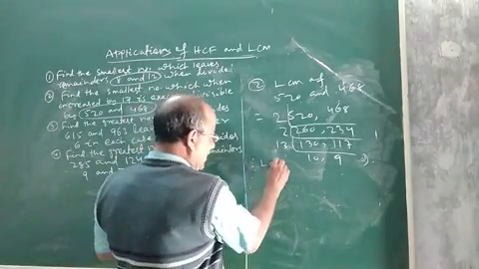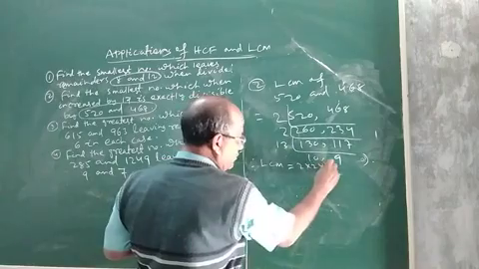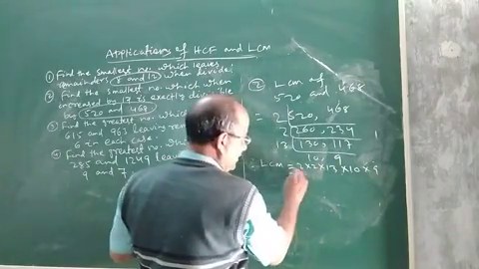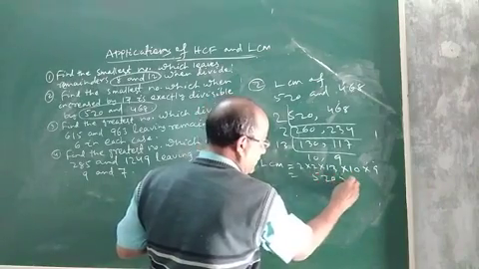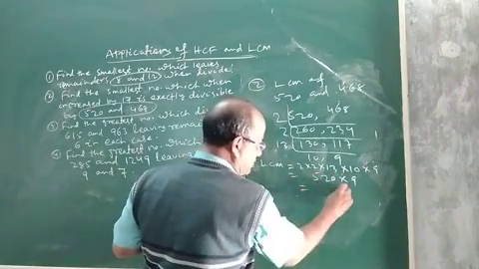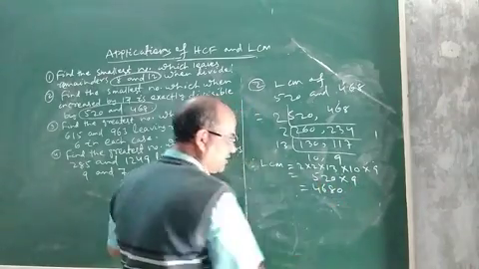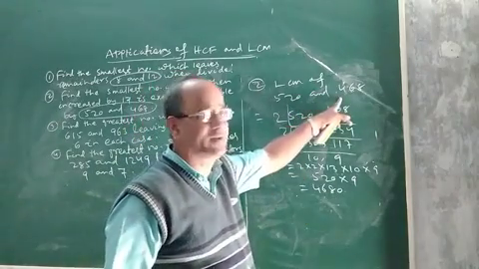Therefore, the LCM will be 2 into 2 into 13 into 10 into 9. So you see, 2 into 2 into 13 is 52. 52 into 10 is 520, into 9 is 4680. 4680 is the LCM of these two numbers.